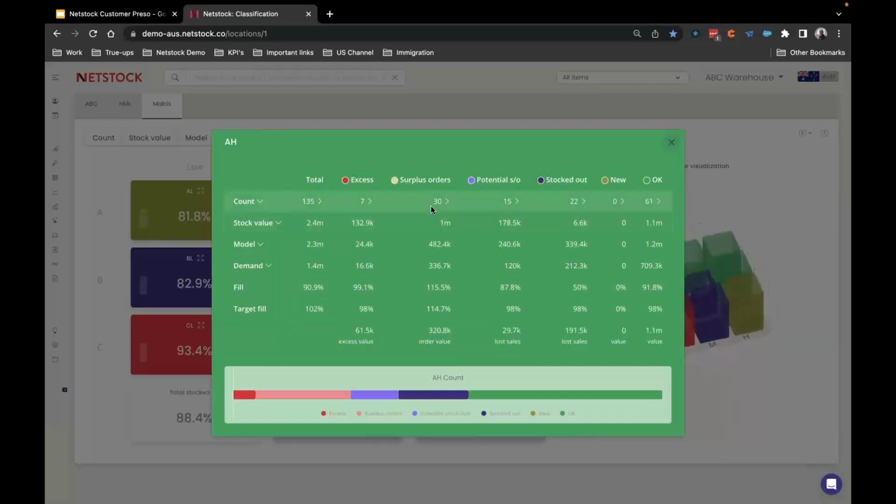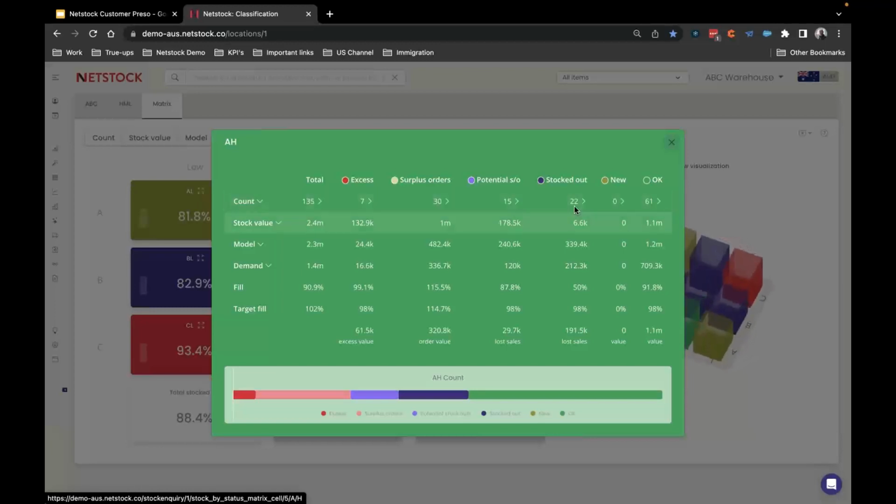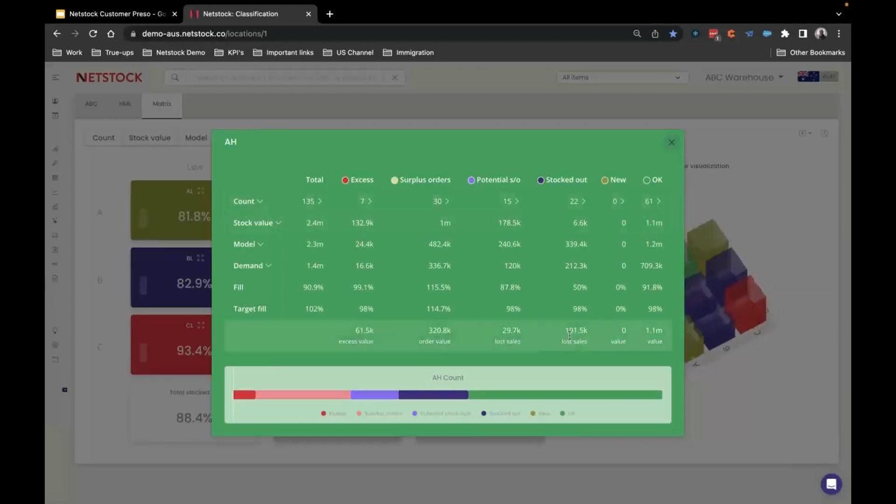Probably wouldn't be too worried about that because they are fast moving or high contributors. But I'd be very worried about 15 of these 135 potentially stocking out in the future, and extremely worried about the 22 that are already stocked out and causing us a lot of lost sales. Nearly 200,000 rands worth of lost sales just out of those 22 items.